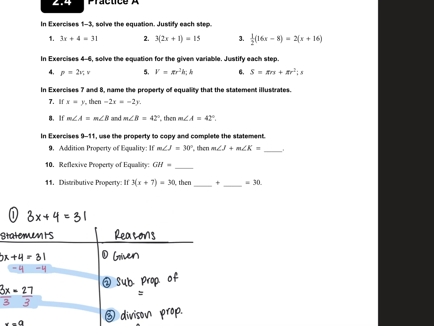Yes. Yeah, I'll put it back up. Just give me a second. Let me go ahead and write number 2. Number 2. I have 3 times 2x plus 1 equals 15.